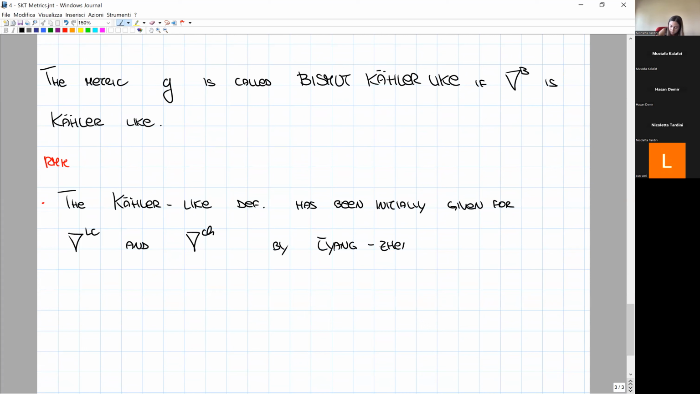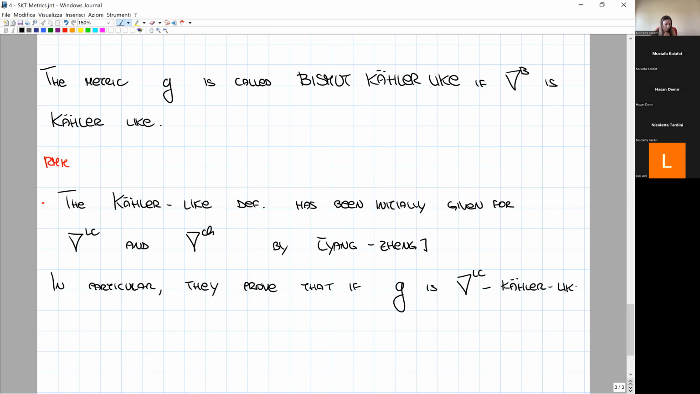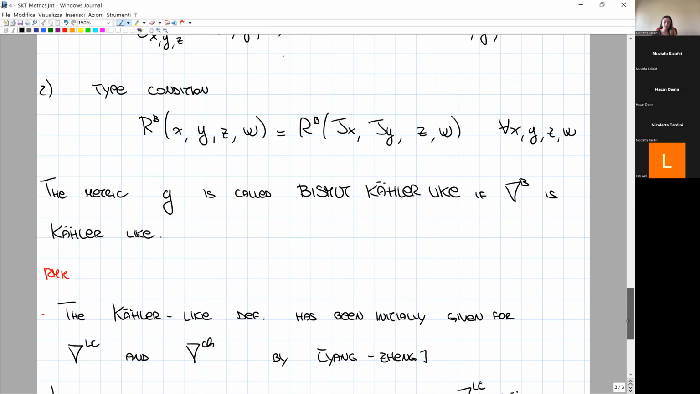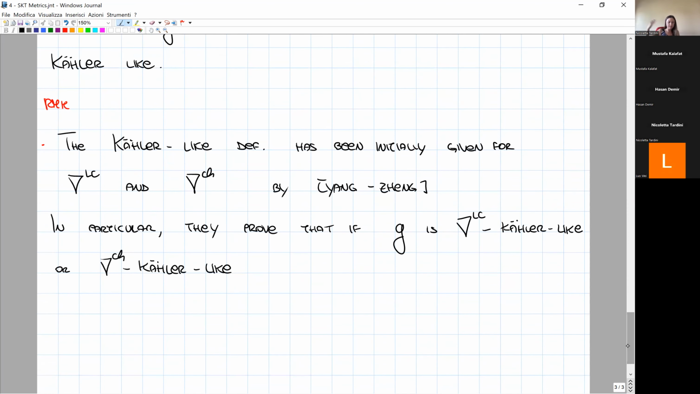In particular, they proved that if g is nabla LC, so the Levi-Civita connection, Kähler-like, or if it is nabla Chern Kähler-like, so I'm saying that these two connections are Kähler-like according to the previous definition, then the metric g is balanced.